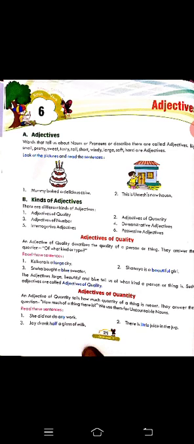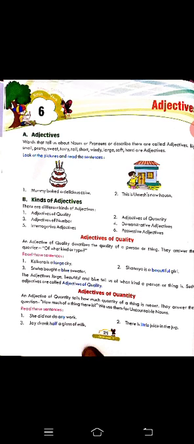Dear student, this is the continuation of your sixth chapter from the English grammar book. The name of the chapter is adjectives. In this chapter, we shall discuss what an adjective is, the definition of an adjective, and the kinds of adjectives. Basically, dear students, there are six kinds of adjectives. We will discuss them one by one. So let's begin. What are adjectives?